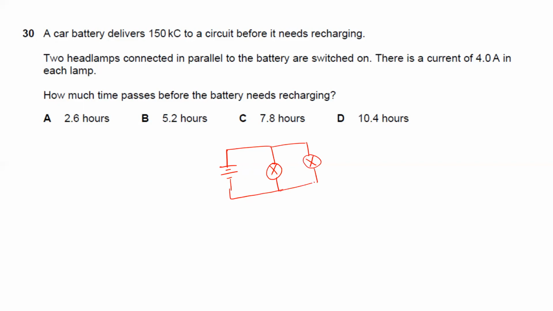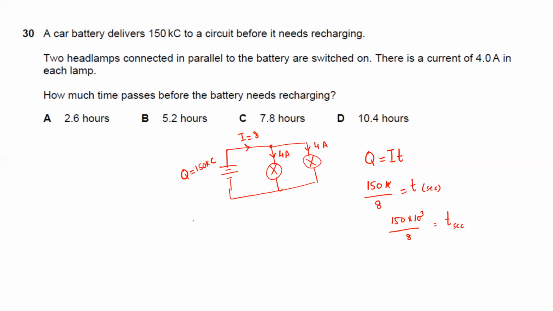So we connect both lamps in parallel. Each lamp has 4 amperes, 4 amperes here, 4 amperes here. So that means the total current is 4 plus 4, which is 8. And the total charge provided by the battery is 150 kilocoulombs. So for the time before it needs charging, remember Q equals I into T. Charge is 150 kilocoulombs divided by 8 amperes is the time, and this time is in seconds. So 150 into 10 to the power 3 divided by 8. This is time in seconds.